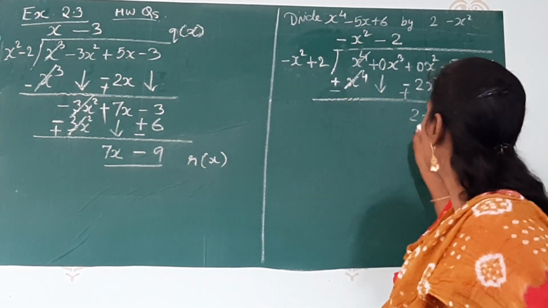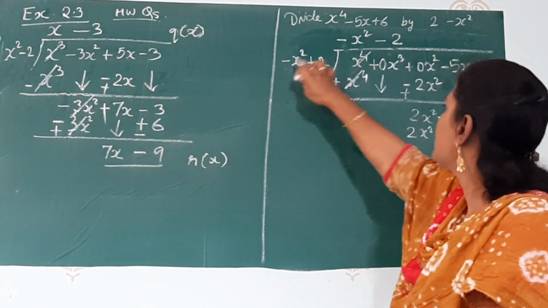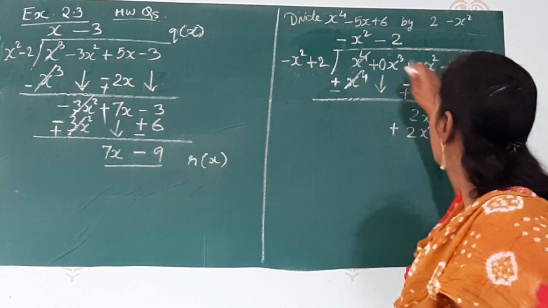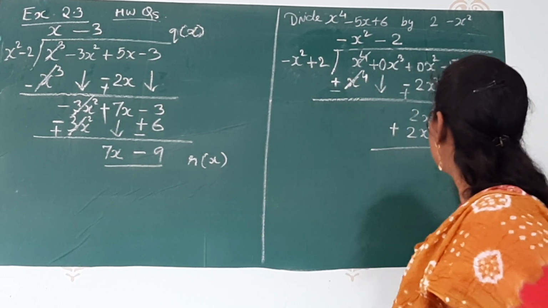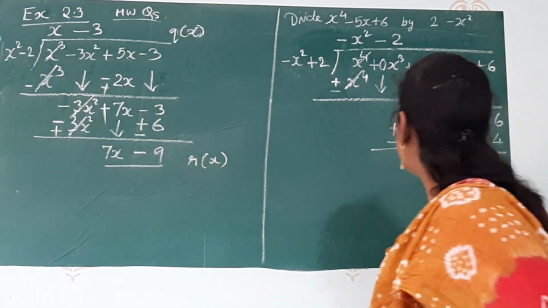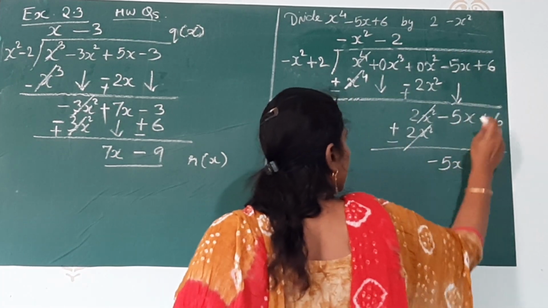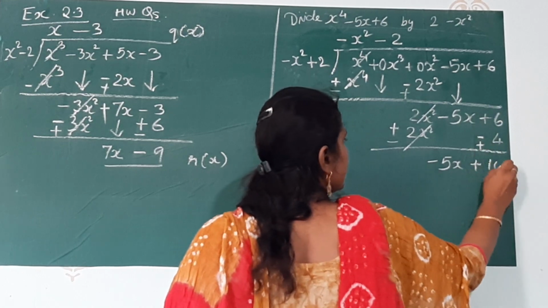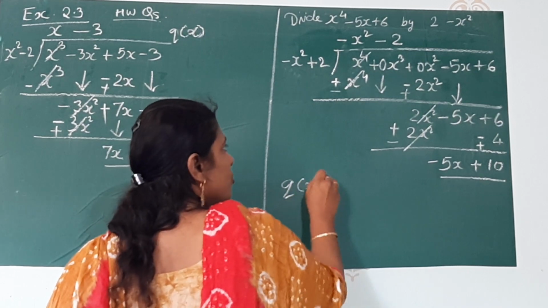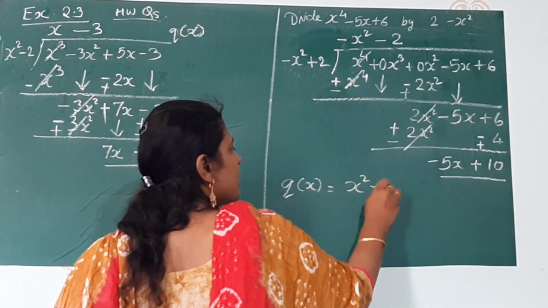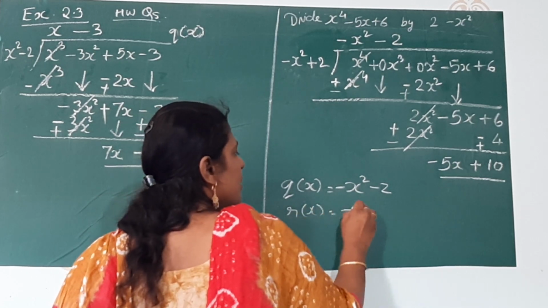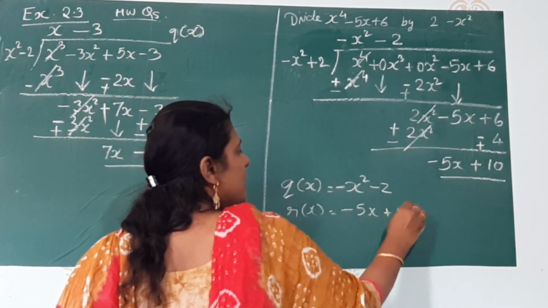So 2 into x square, 2x square, minus minus will become plus. 2 twos are 4. Minus plus will become minus. Now sign change. So this will become minus, this will become plus. This eliminated, this will be minus 5x. Plus and plus we will add, plus 10. This will be the remainder. Therefore, quotient polynomial q(x) equals x square minus 2, and r(x) equals minus 5x plus 2.